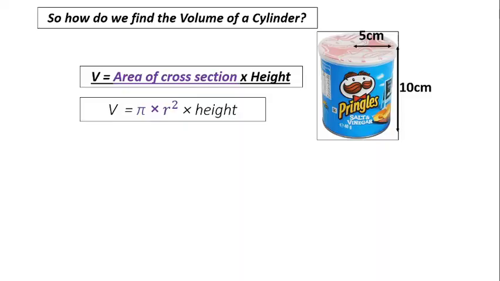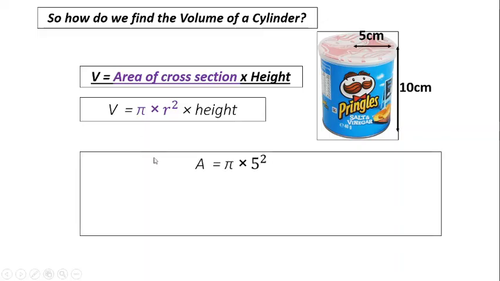So the formula for the area of a circle is pi r squared. So if you take the area of the cross section, which is a circle, it's now pi times r squared, and then we times it by the height. So if we substitute in that information, the area here, pi times r, my radius is 5, so 5 squared. When we do pi times 5 squared, put in my calculator, I'm going to get 78.5398, and it keeps going.